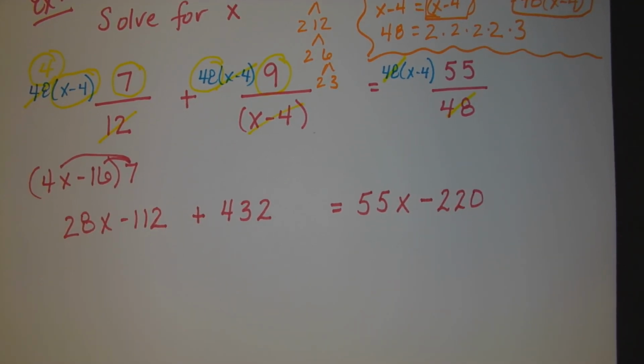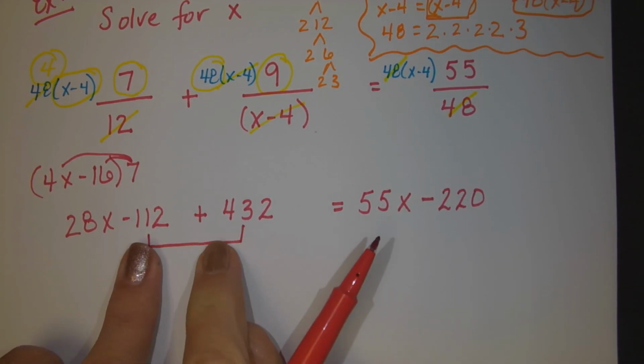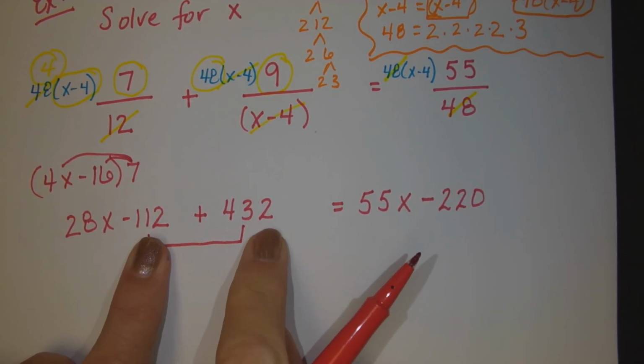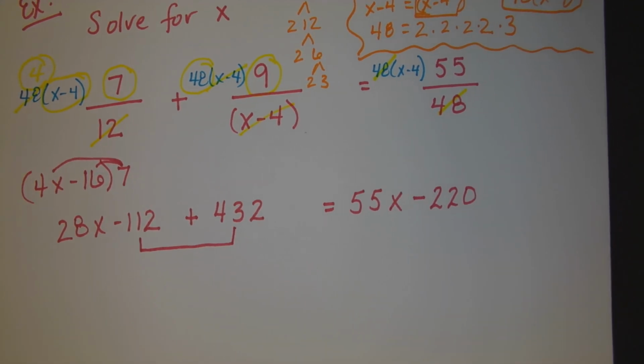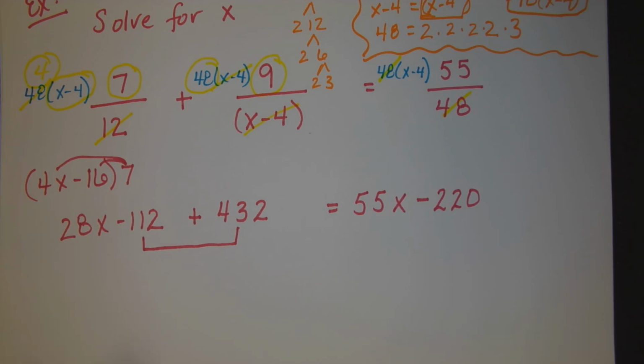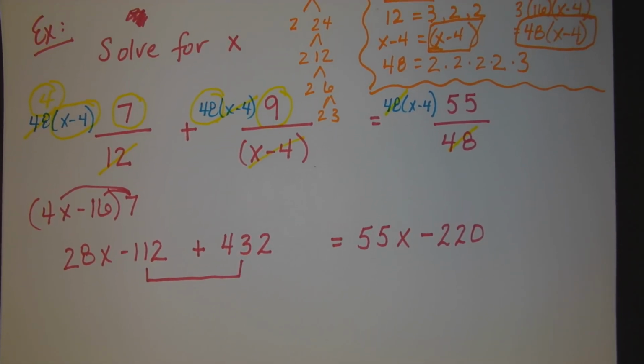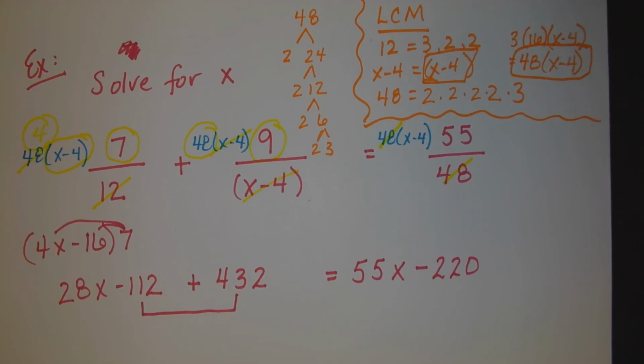Davis, this is where we simplified first, and then we moved all the x's on one side, all the whole numbers on the other. I will caution you, don't forget, simplify. Negative 112 plus 432. Emma? Yes. How'd you get that from the yellow form up here? Yeah, 12 goes into 48 4 times. This way? Got it? All right, I'll let you catch up.